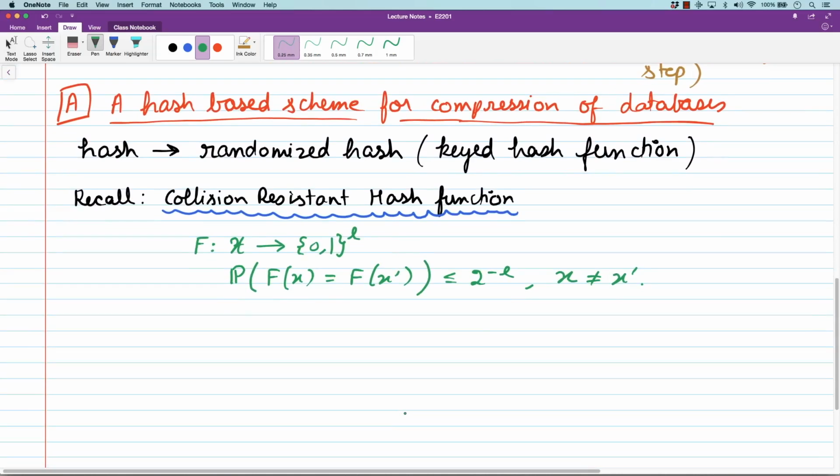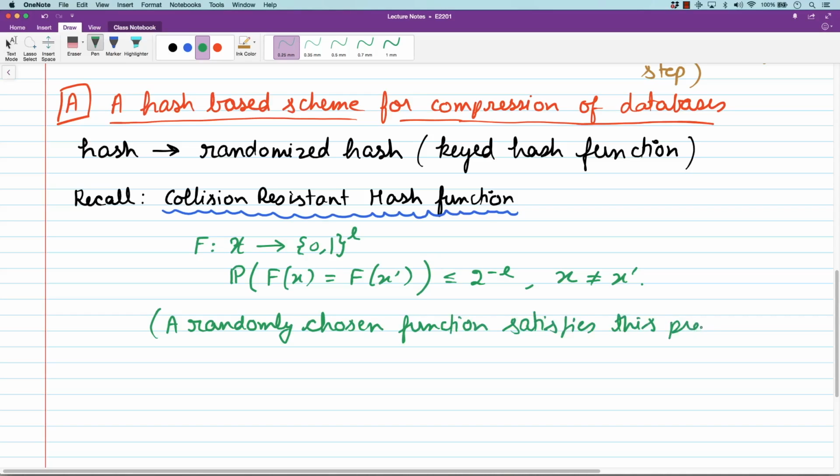And we saw that a randomly chosen function satisfies this property. However, we know that if we want to use a randomly chosen function in a scheme, that will not yield an efficient construction. There are a lot of functions, and we have to randomize over all of them, which will be very inefficient.